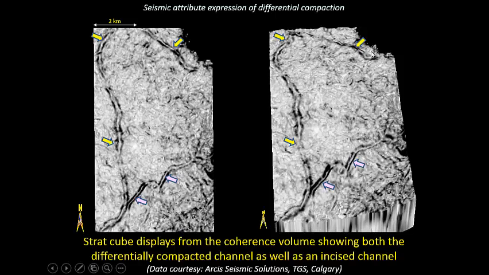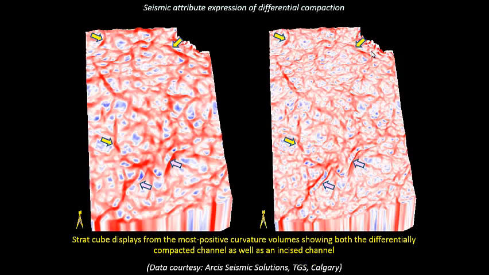I can confirm this. I look at the positive curvature displays, the long wavelength version on the left and high resolution or the short wavelength version on the right. Notice I see a differentially compacted channel because the positive curvature has a single lineament going all the way for the definition of the channel. And here I have two separate lineaments, and so this is an incised channel, and this is a differentially compacted channel.